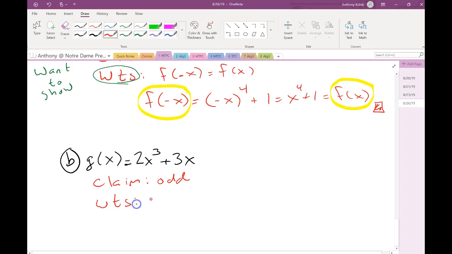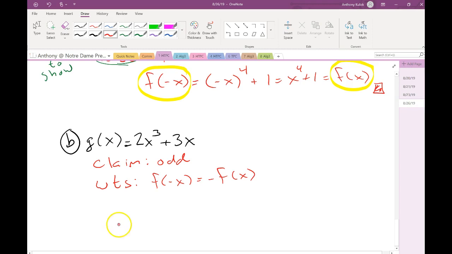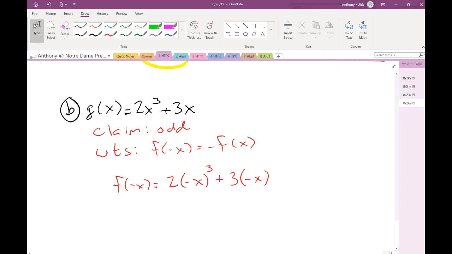So what we want to show then is that f of negative x equals negative f of x. Okay? So I'll start with f of negative x. And what I'm going to do is substitute the negative x in place of all of the x's, just like if we were plugging a number into this function. Everybody okay here? Nothing tricky happened, right?